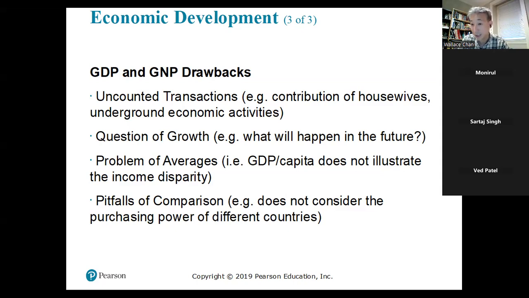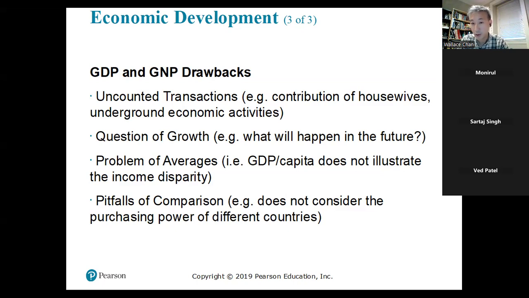Underground economic activities, including illegal activities, are also not counted. Not that we don't want to include them, but we don't know exactly what the values are because they are underground, they are illegal, right? There's no way we can measure it very accurately. And also, if we look at the GDP or GDP per capita, we are talking about what is happening now. We can also look at the history, but we cannot accurately project the future.